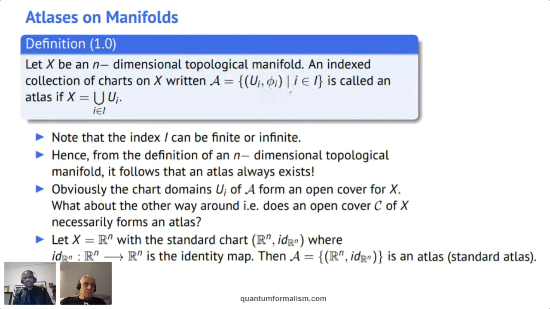an indexed collection of charts that we will write like this, A, made of this collection indexed by an indexing set I, is called an atlas if the union of all the chart domains, the U_i's, will recover X. Okay. And another thing, obviously, there is no restriction on what the I can be. This can be infinite. This can be finite. So the indexing is arbitrary. It can be anything.